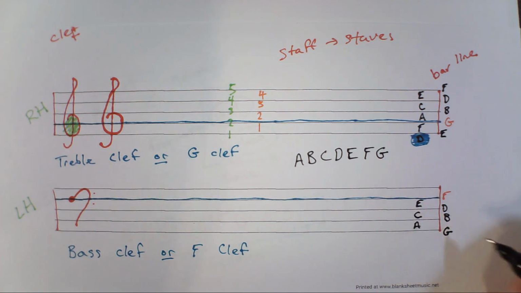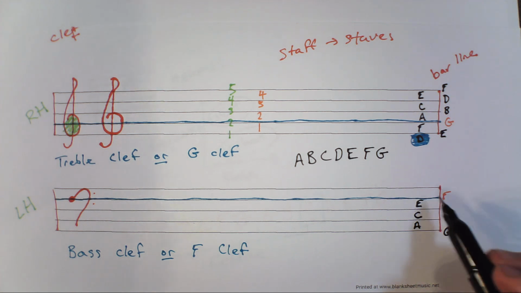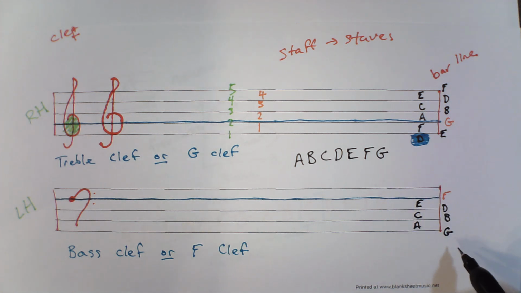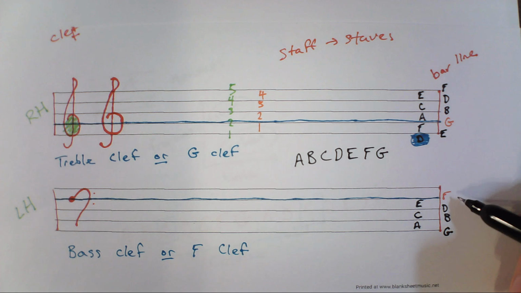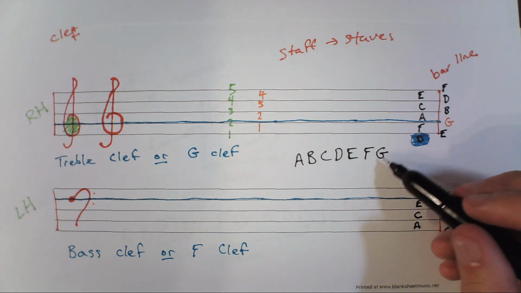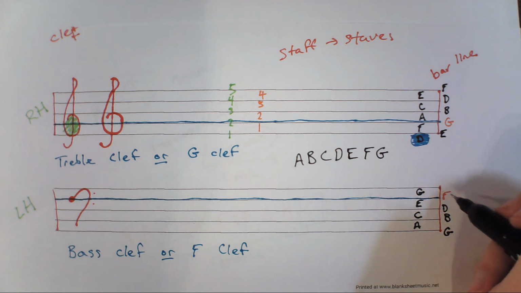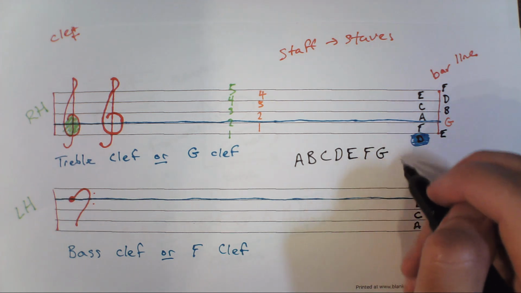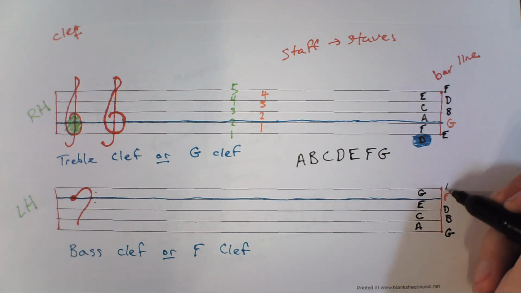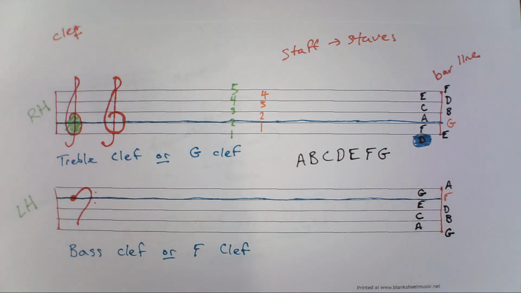So this is G. Now we need to go forwards. We've used up all the lines and spaces backwards, so now we need to go forwards. So F. The next thing after F is G, and that would go on this line here. And then the next line after F, well, G's at the end, so we have to go backwards to A, so we'll put A on line 5.